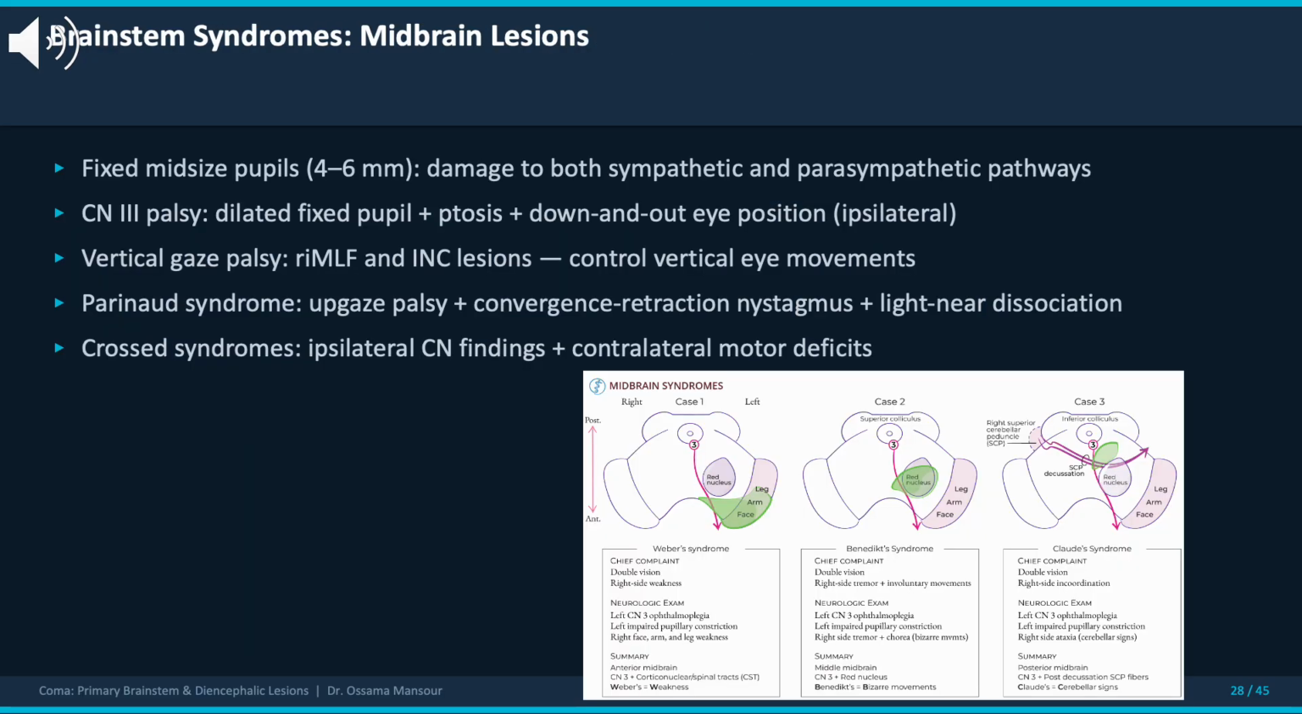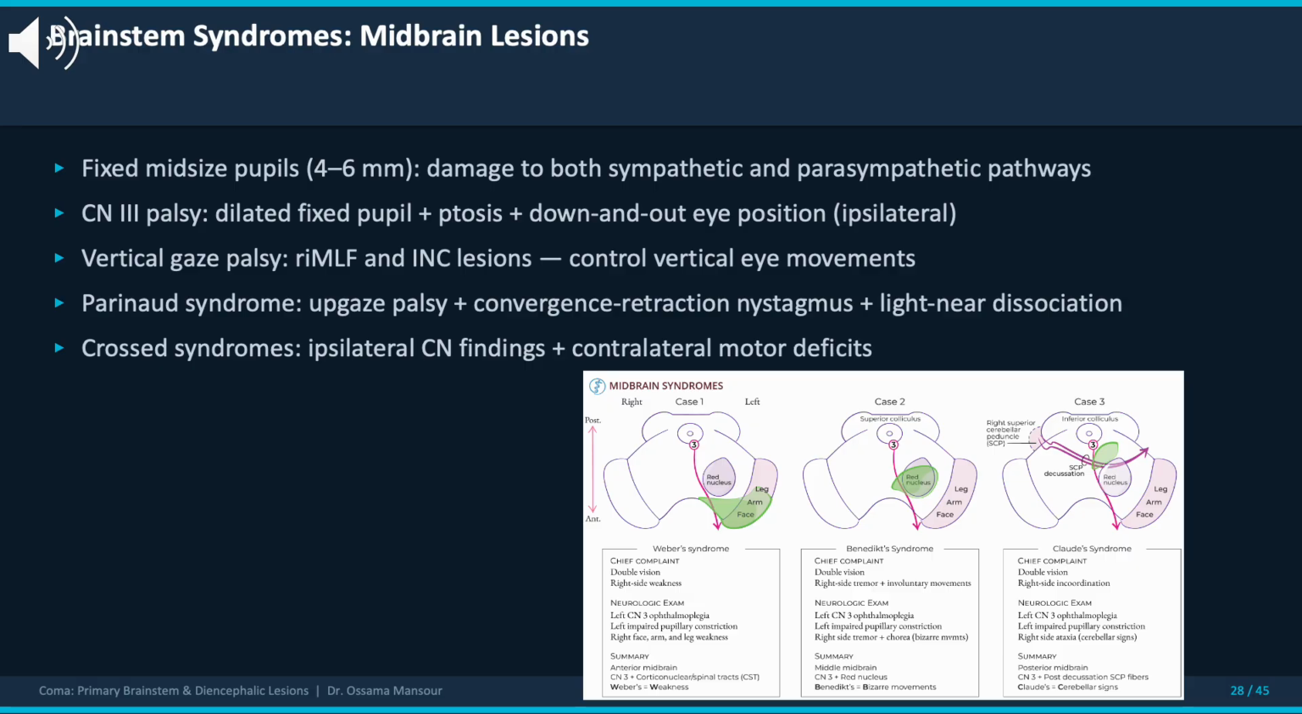significance. Now let's examine the specific clinical syndromes produced by lesions at different levels of the brainstem, beginning with the midbrain. Midbrain lesions produce a characteristic constellation of findings that reflect the structures housed at this level. The most classic finding is the fixed mid-sized pupil, typically 4 to 6 millimeters, that doesn't react to light. This reflects damage to both the sympathetic and parasympathetic pathways as they traverse the midbrain.